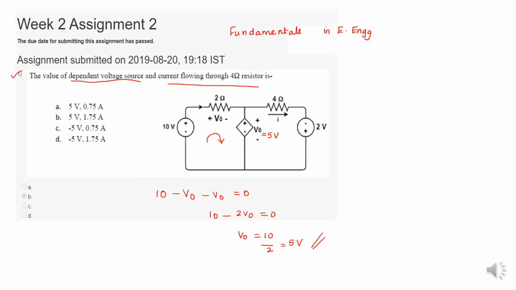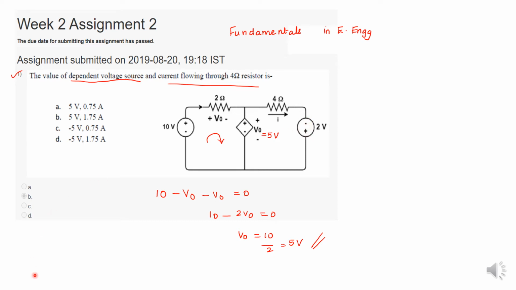Next, I am going to consider loop number 2. This is the next loop. Here also I am going to apply KVL. This is negative to positive, so voltage rise. Here in a resistance there is always a voltage drop, the current flowing from positive to negative. Here negative to positive, again voltage rise.